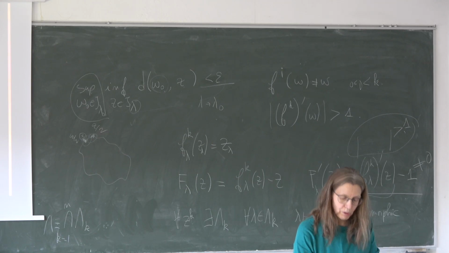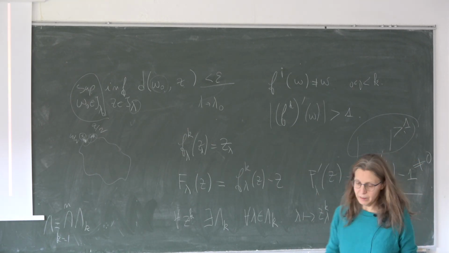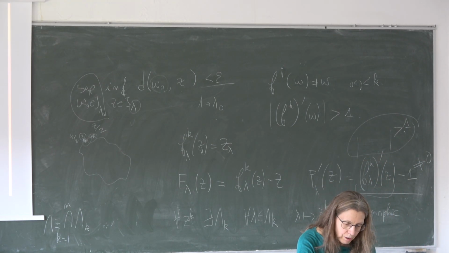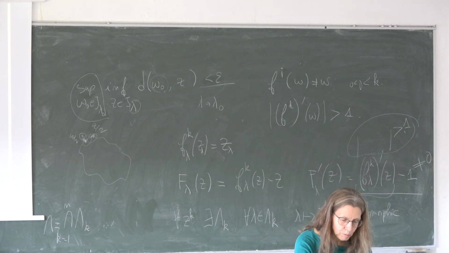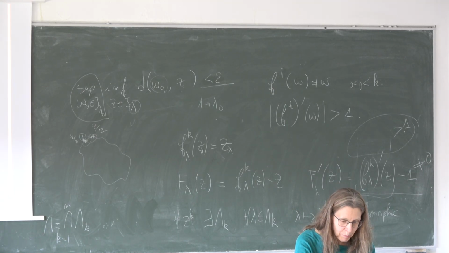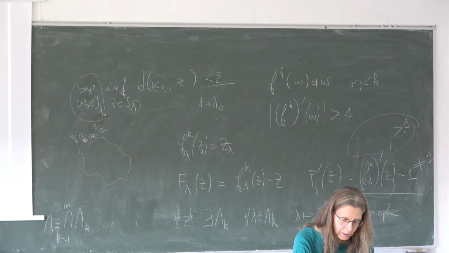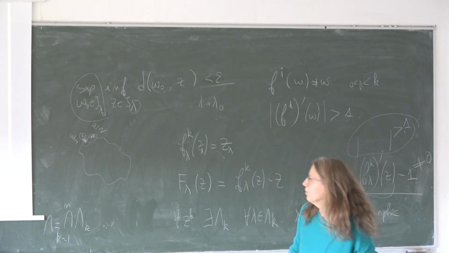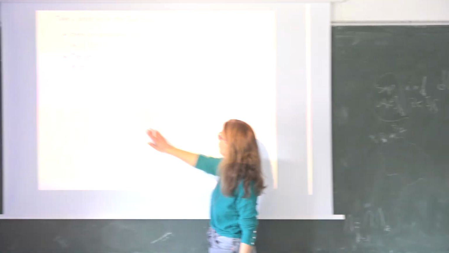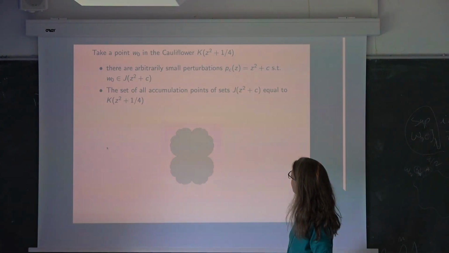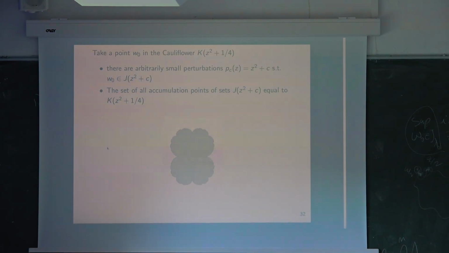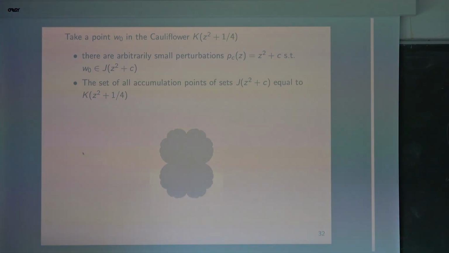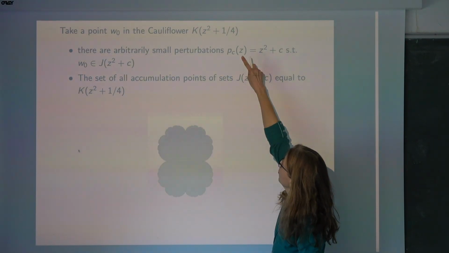So the final Julia set is in a neighborhood of the other one. And so, next thing, maybe I have to be quicker, I don't know. So remember the Julia set of z squared plus 1/4. Okay, it's here. This is the filled Julia set of z squared plus 1/4. And so you can find c very close to 1/4.